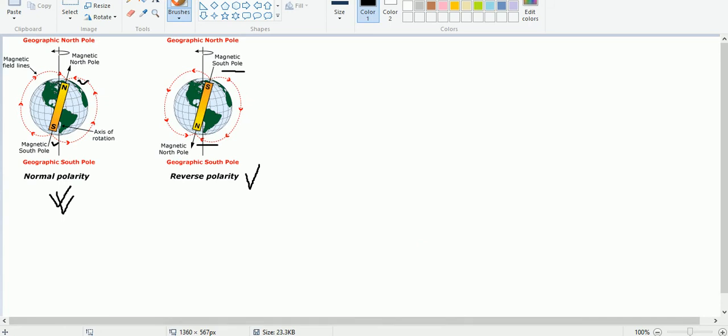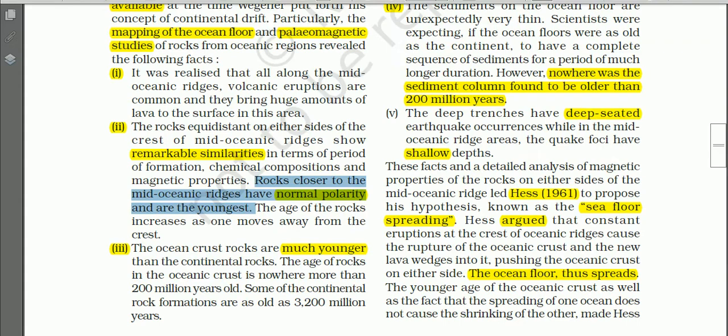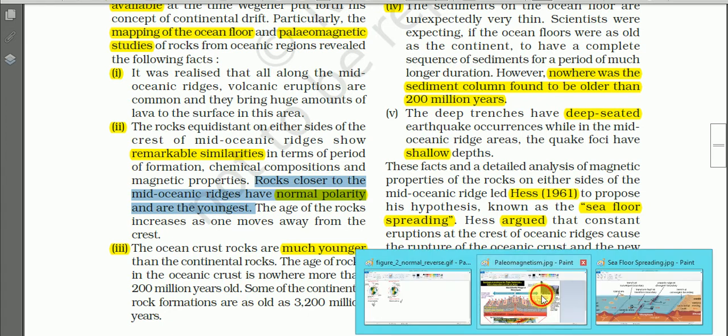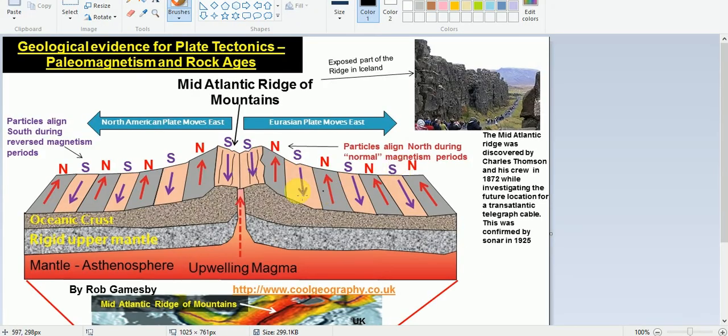And so what is mentioned in the book: rocks closer to the mid-oceanic ridges have normal polarity and are the youngest. So rocks closer to the mid-oceanic ridges are the youngest. Here we have another diagram. See, from here lava is oozing out. There is upwelling of lava. Lava is coming out and it is spreading in this way.